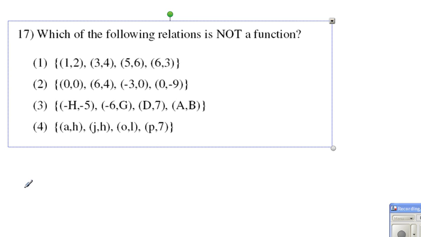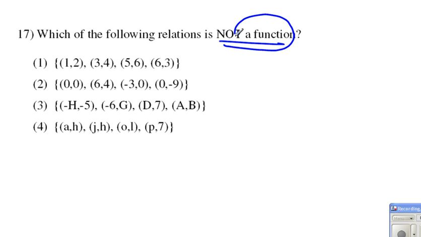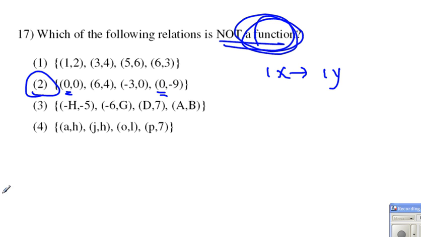All right, one more question in part 1. Which one of the relations is not a function? A function means that each value of x has only one value of y. Now, when you look at number 2, we have 0 repeated as a value of x. So this 0 has either 0 or negative 9, meaning it has 2 y values. So therefore, this cannot be a function.